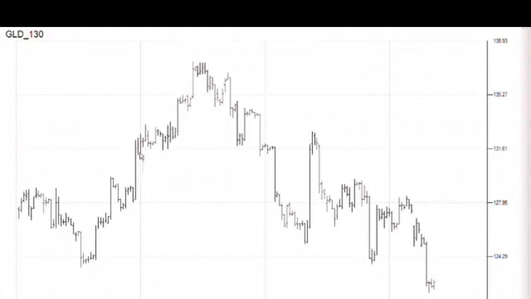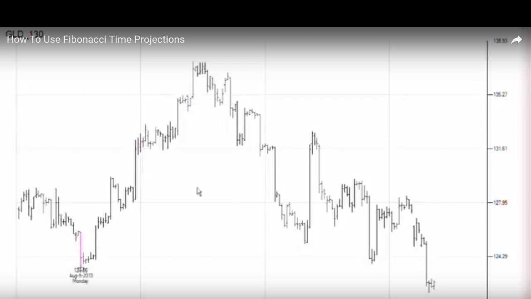You can measure, say, an upswing and then place it further down the chart. In this case, we'll left click here.